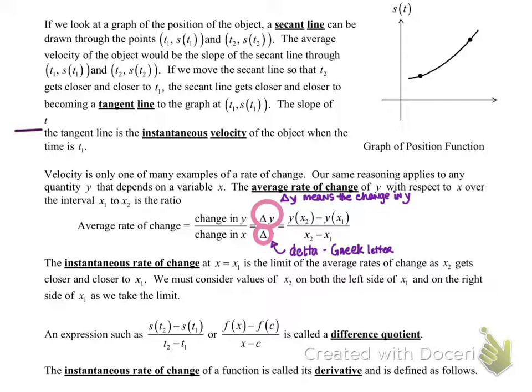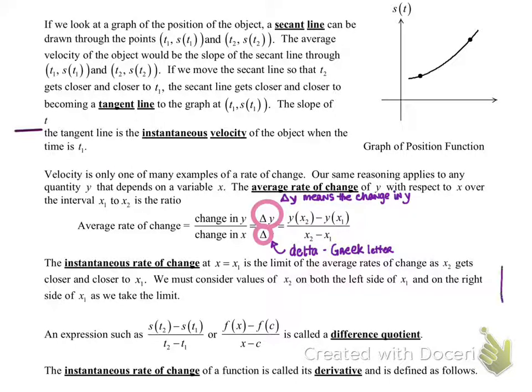So the instantaneous rate of change at x equals x sub 1 is the limit of the average rates of change as x sub 2 gets closer and closer to x sub 1. We must consider values of x sub 2 on both the left side of x sub 1 and on the right side of x sub 1 as we take the limit.